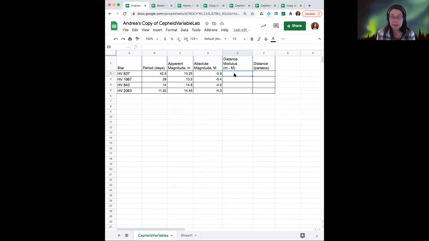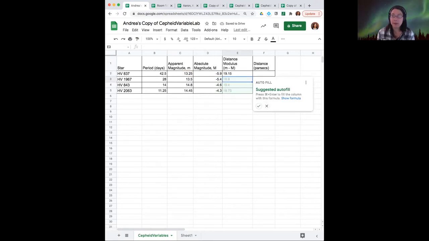And I can calculate this using a formula in Google Sheets by selecting the cell I want to enter a formula into. And then either I can come up here and click the formula bar, or I can simply have my cursor in that cell. In order for Google Sheets to know that you're about to enter a formula, you need to click equals. And then you can take the apparent magnitude cell that you want to calculate with, little m here, and subtract the absolute magnitude cell that you want, click enter, and check it out.